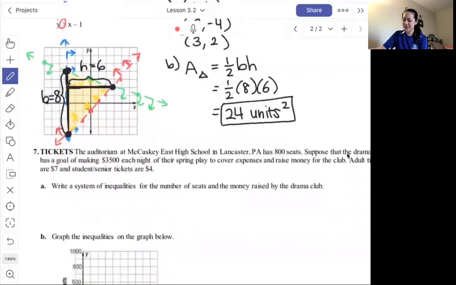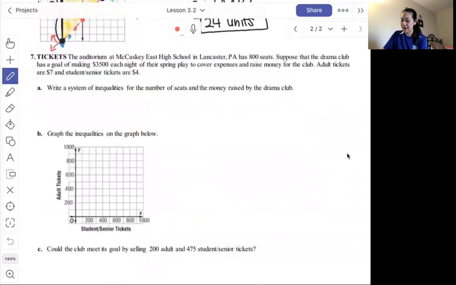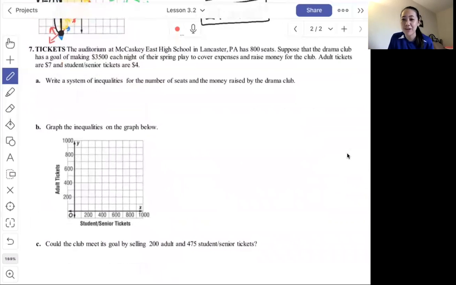All right, then in our last few minutes, we're gonna finish off with this word problem, which I'm gonna read fairly quickly. All right, so number 7 says the auditorium at McCaskey East High School in Lancaster, Pennsylvania has 800 seats. Suppose that the drama club has a goal of making $3,500 each night of their spring play to cover expenses and raise money for the club. Adult tickets are $7 and student senior tickets are $4. All right, so adult tickets we'll call A, student senior tickets we'll call S. Write a system of inequalities for the number of seats and the money raised by the drama club.